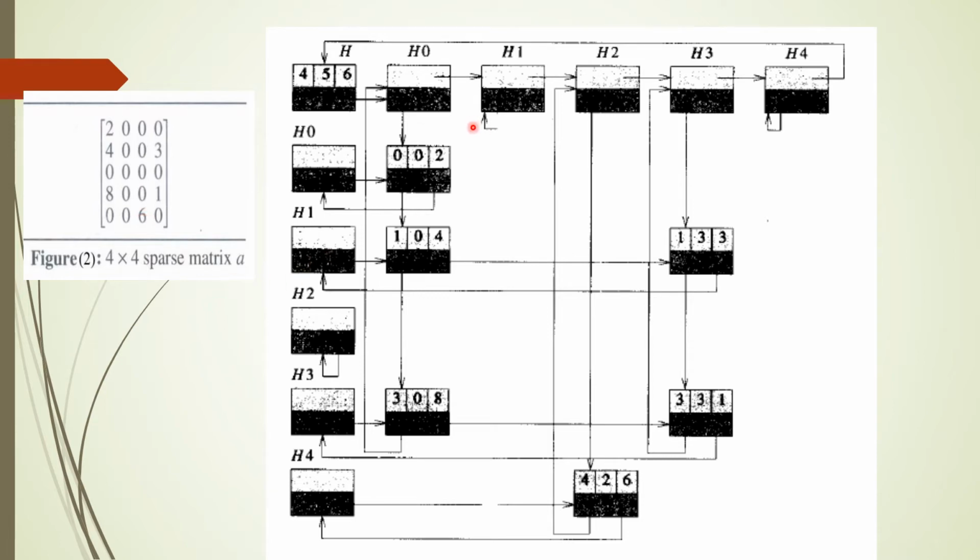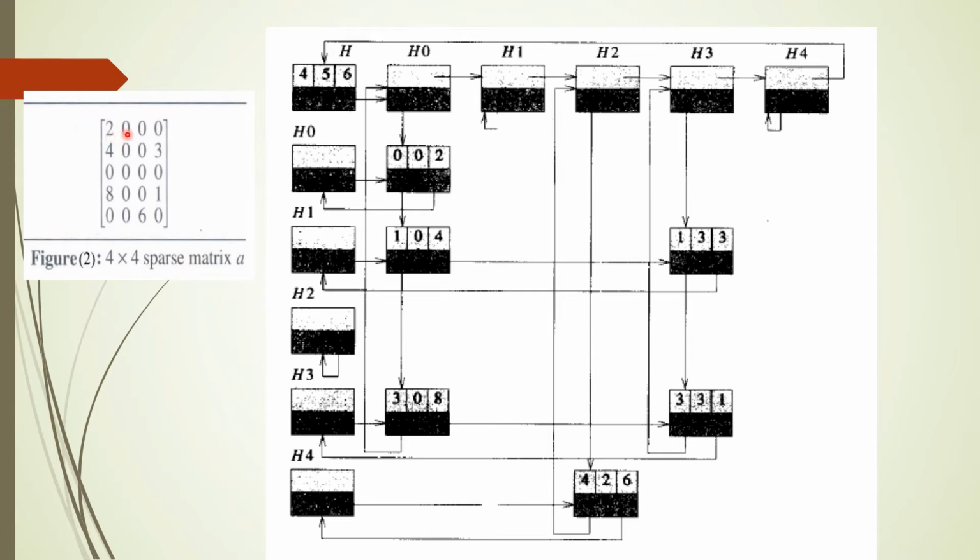So this diagram shows the representation of the sparse matrix using linked list with header node. So first you have to decide the number of header nodes for each row and column of a sparse matrix using linked list. So how many columns are in the given sparse matrix? Number of columns are 1, 2, 3, 4.